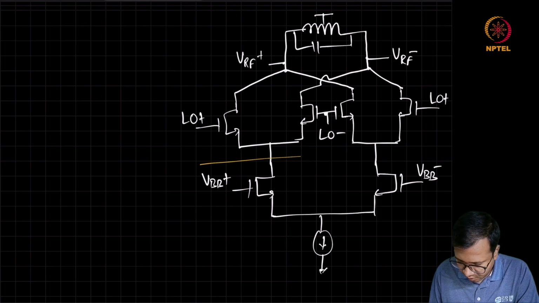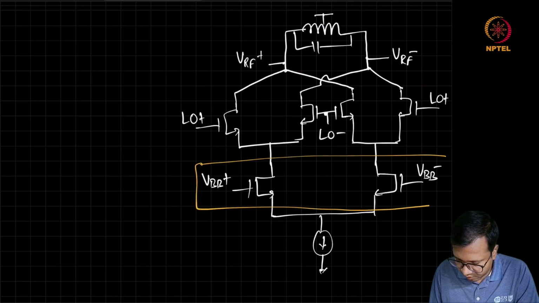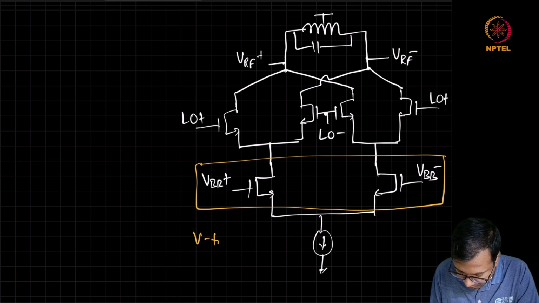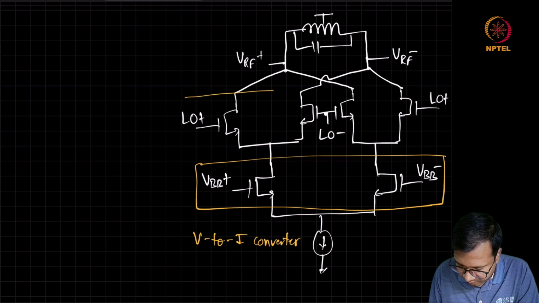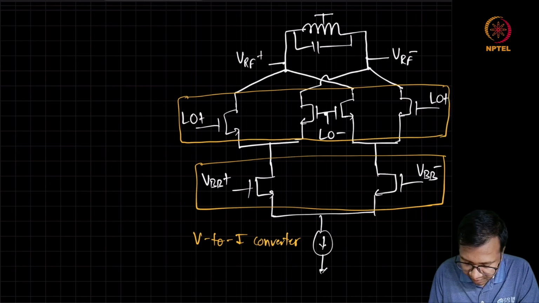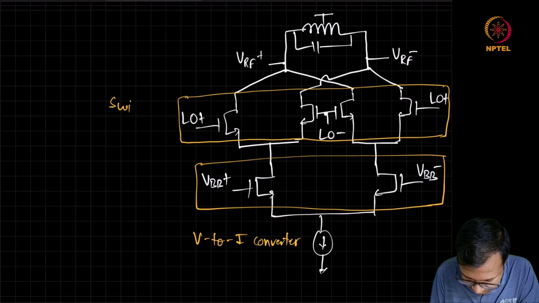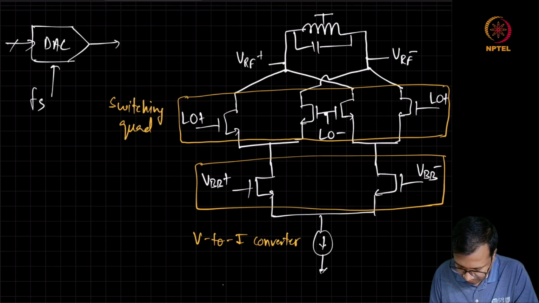So here, if you remember, this was the V2I converter, transconductor, whereas these 4 transistors were forming the switching quad. This is active mixer.